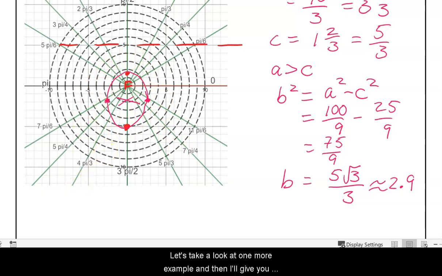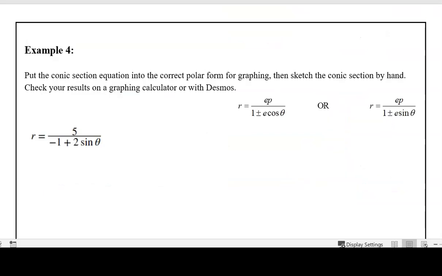Let's take a look at one more example, and then I'll give you a series of examples with solutions, though I won't work them out here in this video.